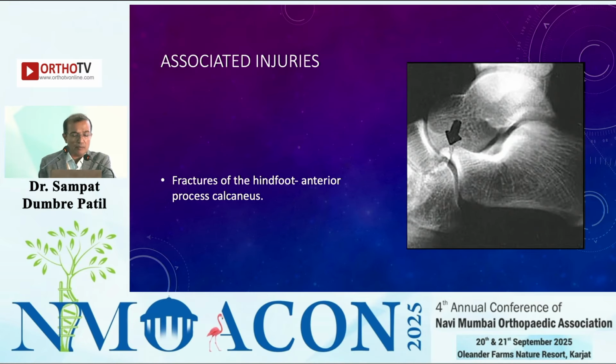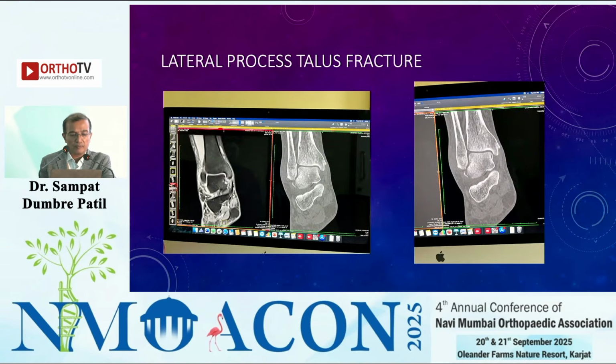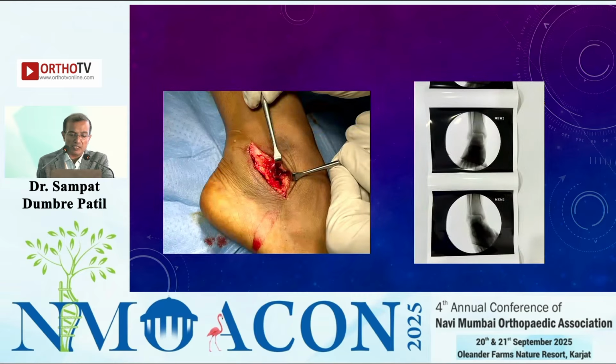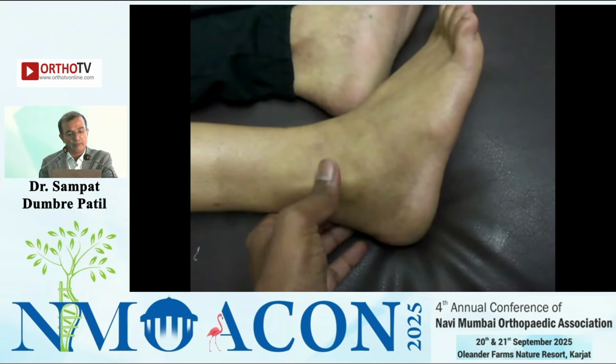This is an anterior calcaneus process fracture, where again it was caused by an inversion injury. Ankle inversion injury can also cause this fifth metatarsal fracture. So you should take the X-ray of the foot along with the ankle. And this is a lateral process talar fracture, you see. This is again a part of inversion injury where a lateral process talus fracture is there. So we had to open it and fix it.